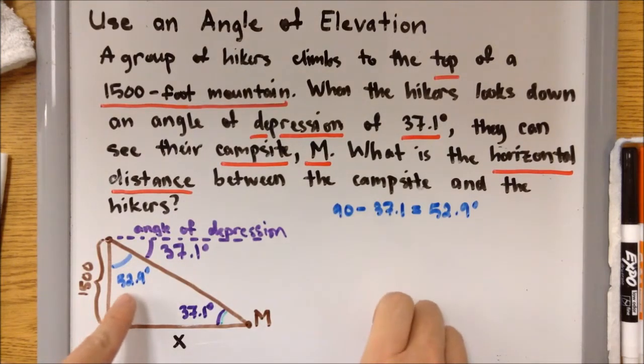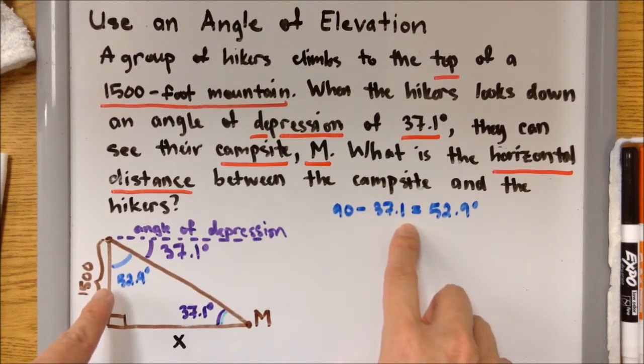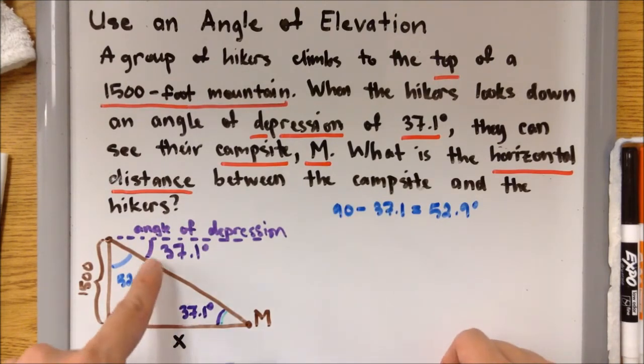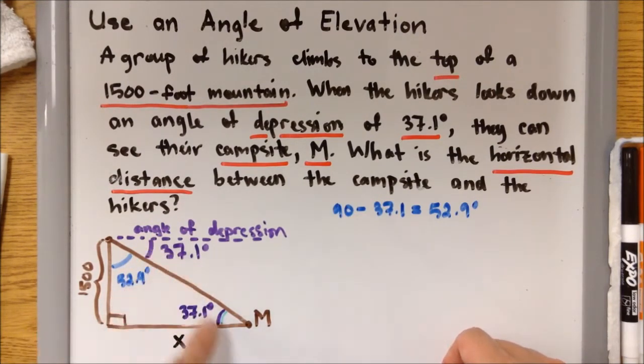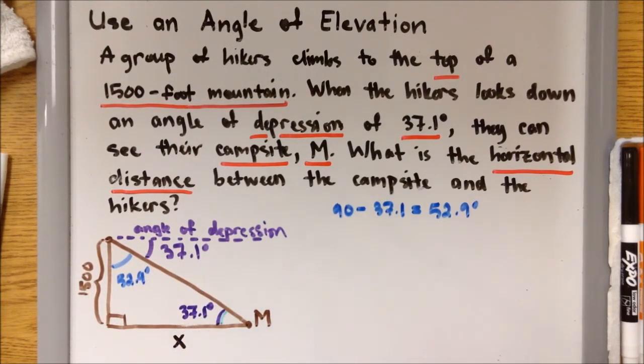So again, we got 52.9 using the definition of complementary angles. So 90 minus 37.1 degrees equals 52.9 degrees. Or you can use alternate interior angles. So since that's 37.1, we can declare this one 37.1 degrees. And if I want to check, 52.9 plus 37.1 will equal 90.